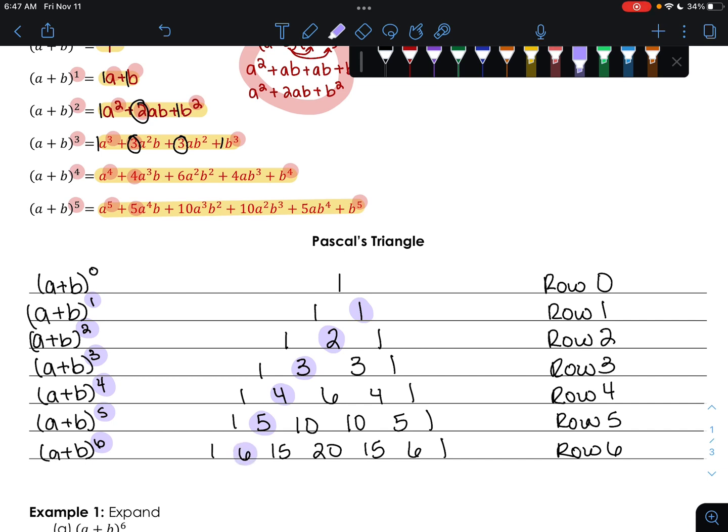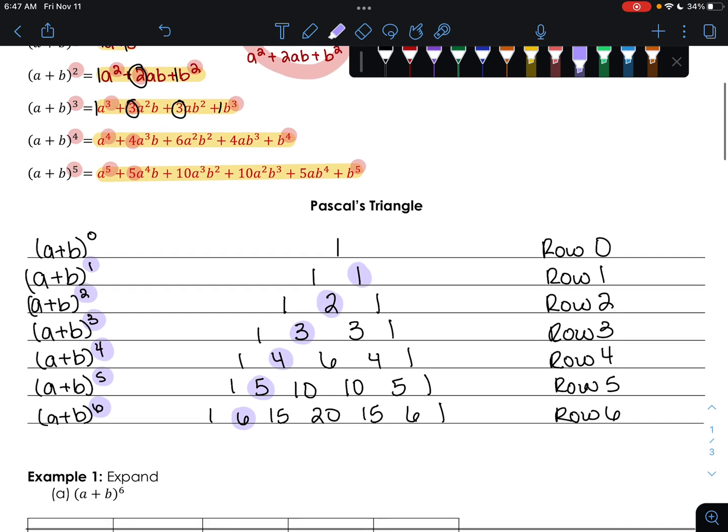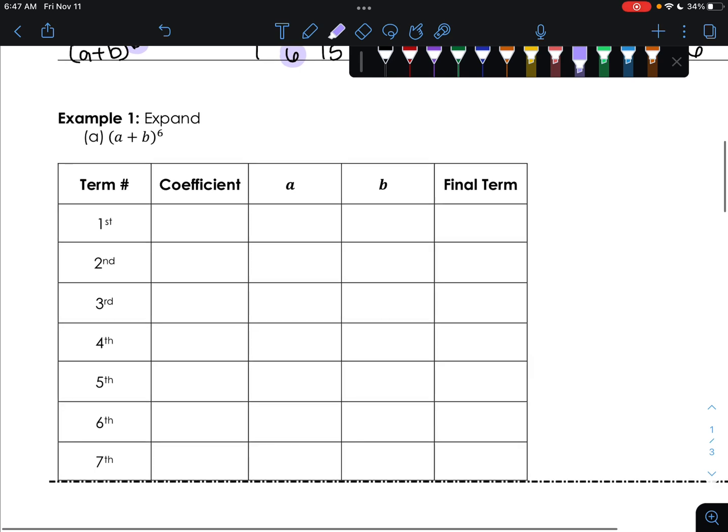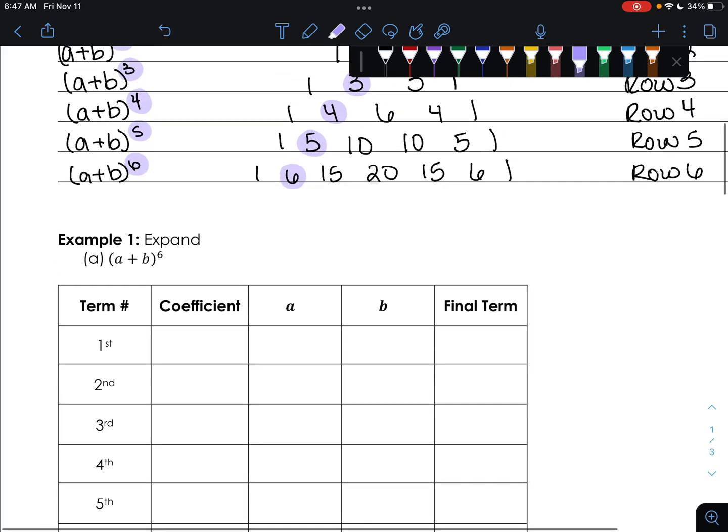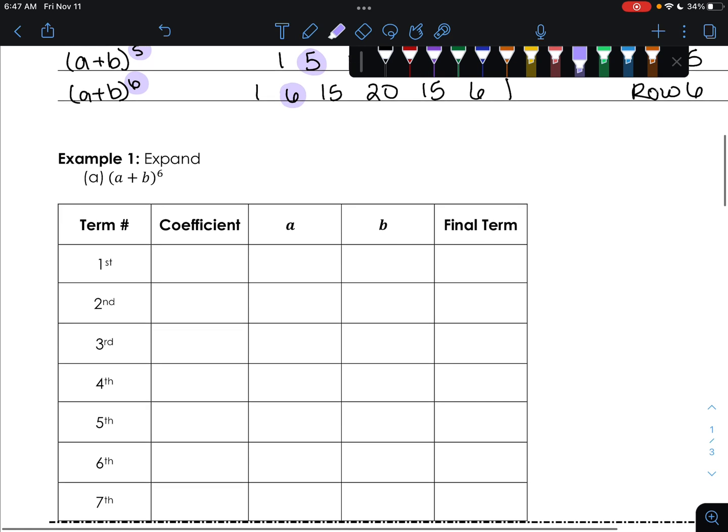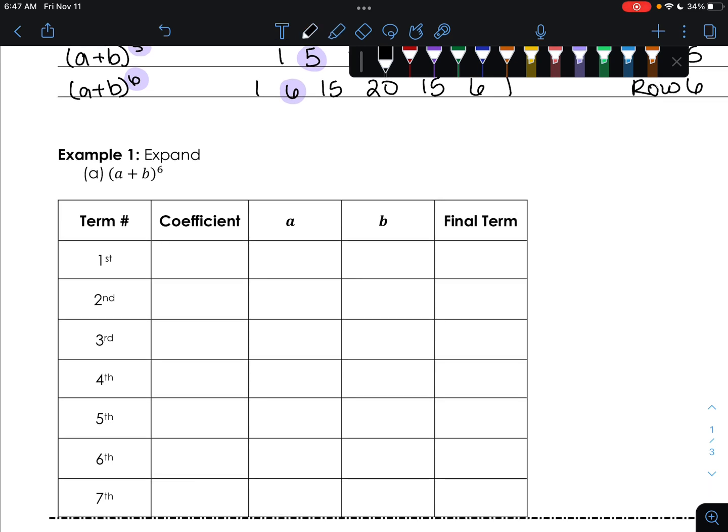And this Pascal's triangle keeps extending for however many you have. So if you have a power of 12, you would keep expanding, and those would be your coefficients. Now we're going to apply that to this example. We have (a + b) to the sixth power, so the coefficients we're going to use are this last row right here. I'm going to copy them down: 1, 6, 15, 20, 15, 6, and 1.